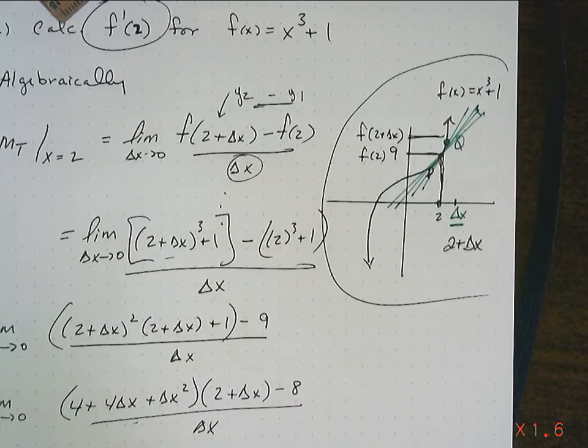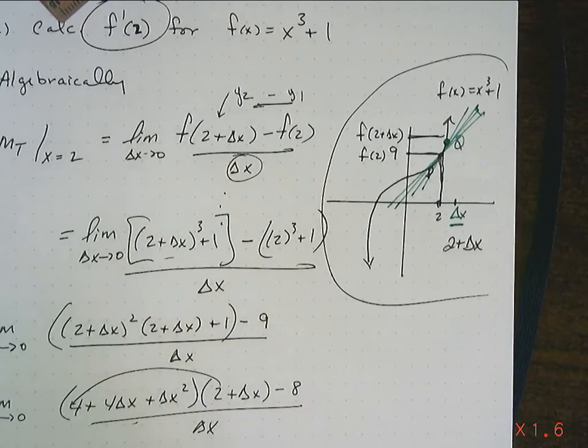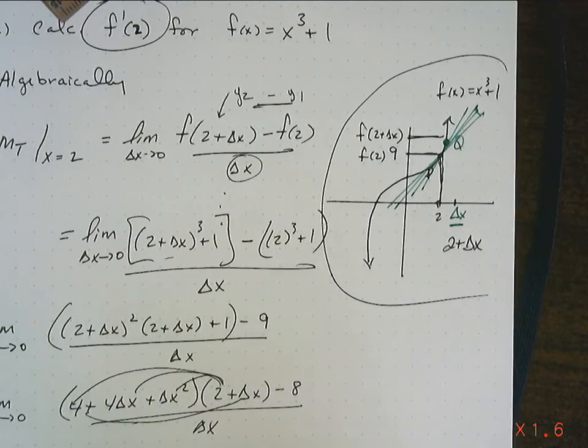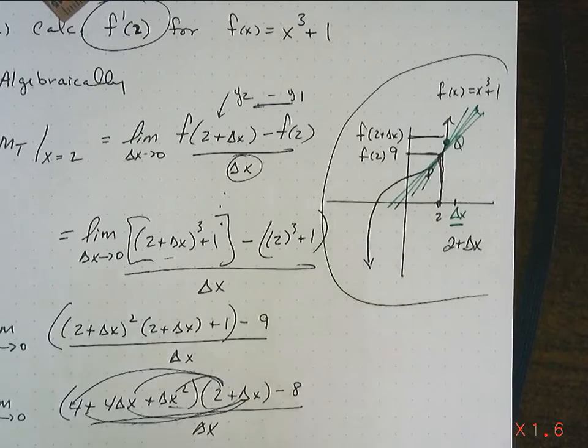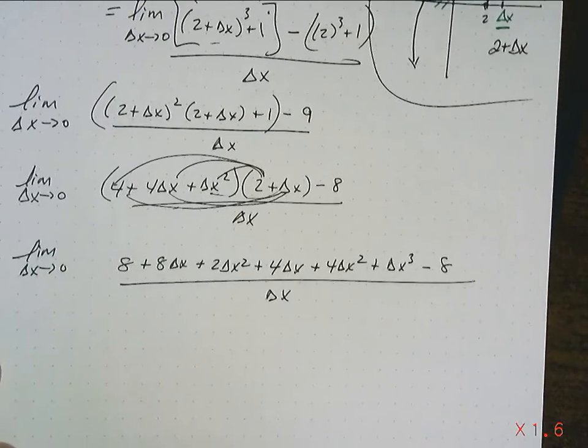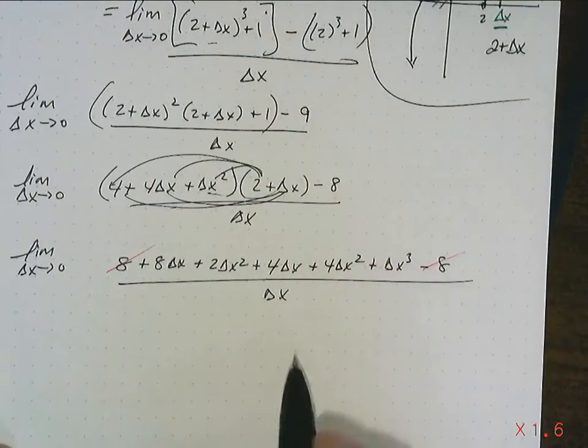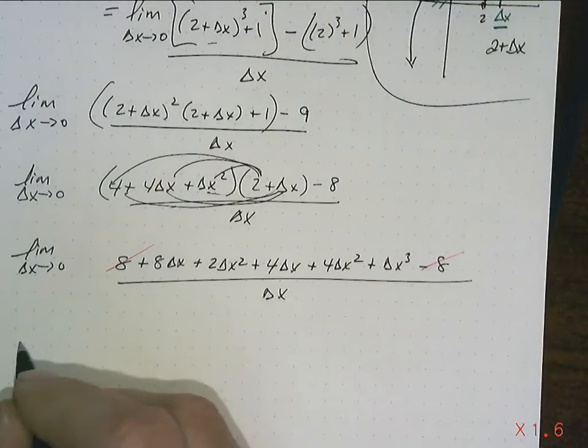So limit as delta x approaches 0. So 2 times 4 is 8 plus 8 delta x plus 2 delta x squared plus 4 delta x plus 4 delta x squared plus delta x cubed minus 8 over top of delta x. Oh, you can't see what I was doing. I'm sorry. And nobody screamed at me. Oh, well. So now this goes away, and let's collect like terms.